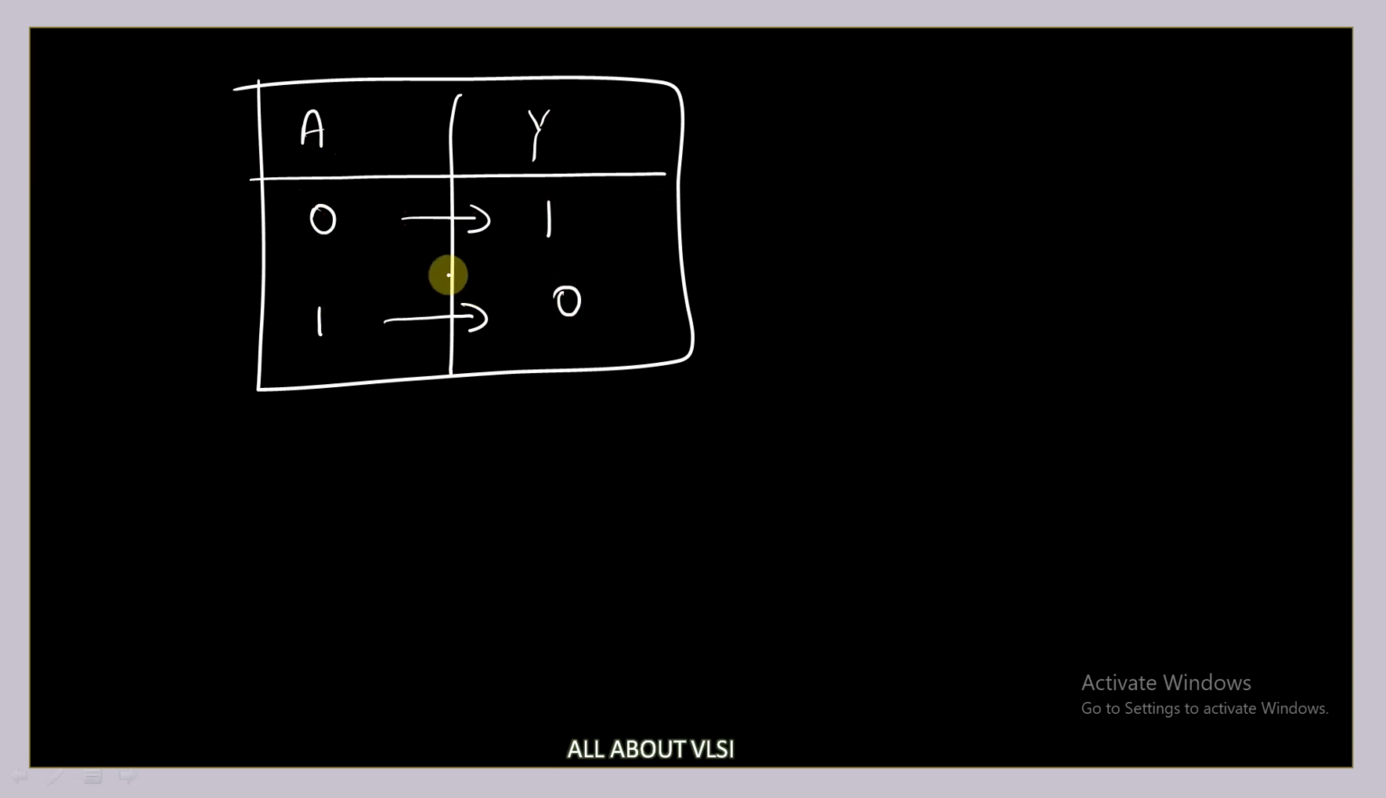Now, how to analyze this truth table? We can connect this input A to the select line. If the select line is equal to 0, we get 1 as the output, that is, I0 is equal to 1. If the select line is equal to 1, we get the output 0, that is, I1 is equal to 0. By this, you can decide the values of I0 and I1: I0 is equal to 1, and I1 is equal to 0.